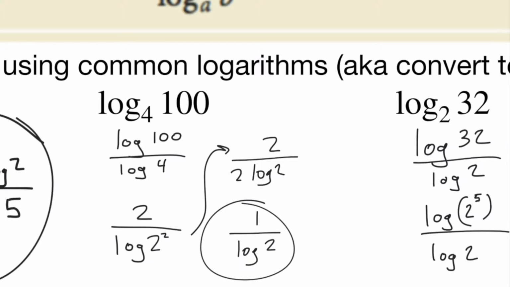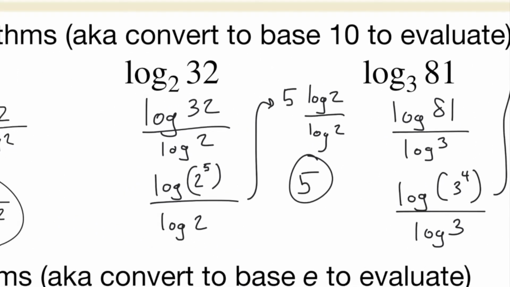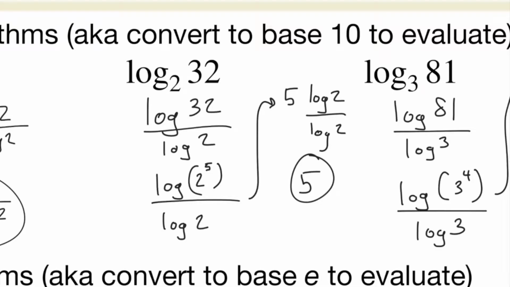Log of 2 squared, well, you can just take the exponent and move it out front. You get 2 over 2 log 2. And the 2's cancel, and you just have 1 over log 2, where the base is 10. Same thing here.